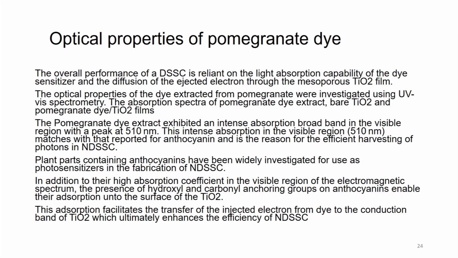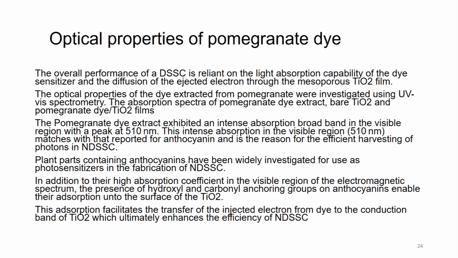This intense absorption in the visible region, that is 510 nanometer, matches with that reported for anthocyanin and is the reason for efficient harvesting of the photons in the natural dye sensitized solar cells. So, if the dye has an intense absorption band, it is a good candidate to be used as a sensitizer. That is the bottom line. Plant parts containing anthocyanin have been widely investigated for use as photosensitizers in the fabrication of natural dye sensitized solar cells.